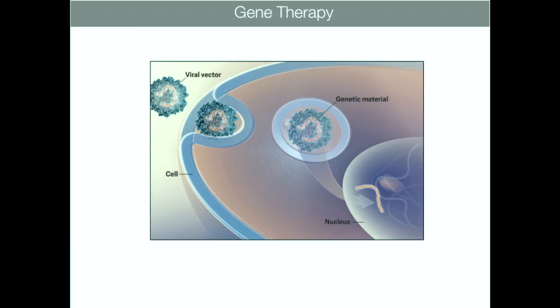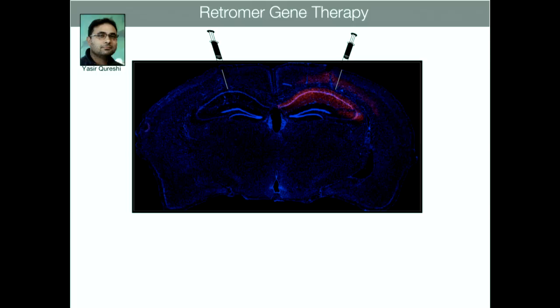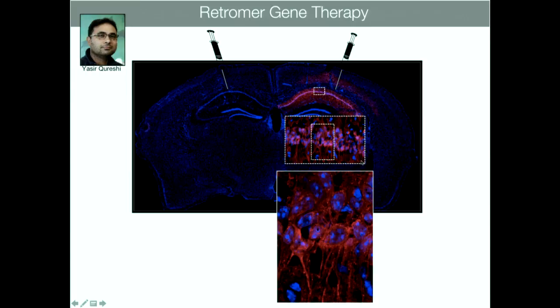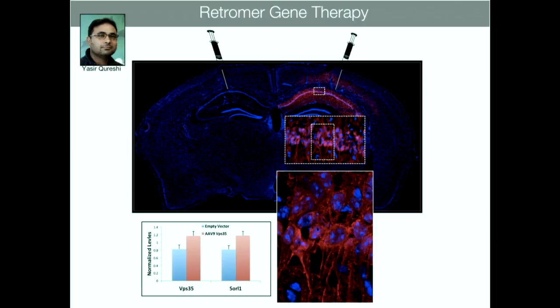And so can we use this technology to increase the expression of VPS35 retromer in the brain? This is work done by Yasir Qureshi, another very talented postdoc in the lab. He's injected in one part of the mouse hippocampus the viral vector containing VPS35, and this is a control. We can zoom in, blow it up, and wherever you see red, that's exogenous VPS35 that we introduce. And we're starting to show that, again, this is remarkably safe, and we're starting to see good things happening. This is early days, but it's extremely encouraging.